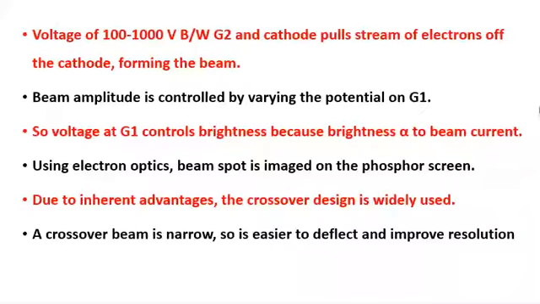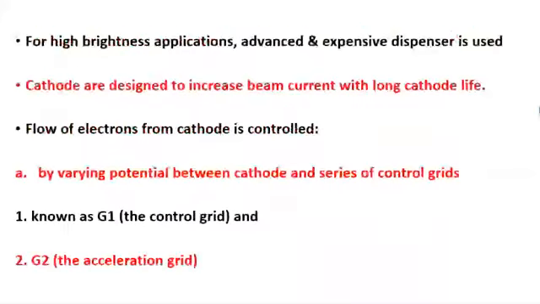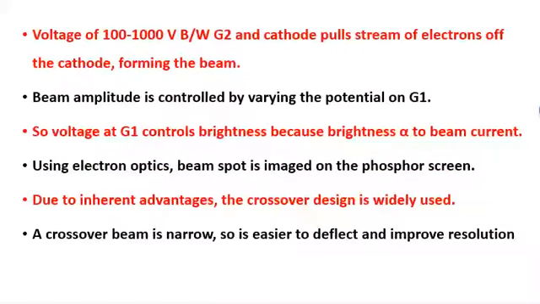So between the G2 and the cathode, its function is to pull away the stream of electrons that are produced by the cathode so that they can be pushed towards the point where the image is formed, that is the first plate. And the amplitude of this beam is controlled by varying the potential on G1, and that is why I said G1 is called the control grid.